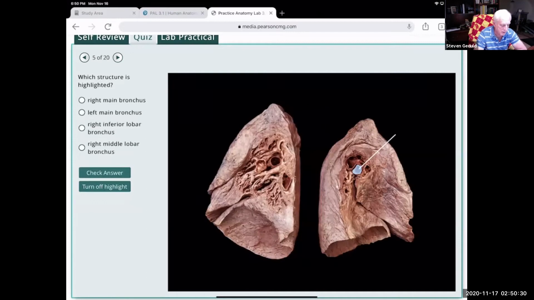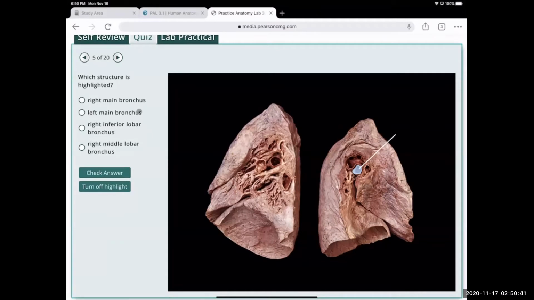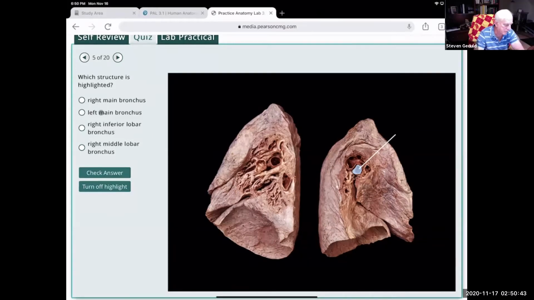All right, there's the lungs. Now, that little area highlighted there. Would that be the right main bronchus? The left main bronchus. Was that the left? Left main bronchus. Okay.